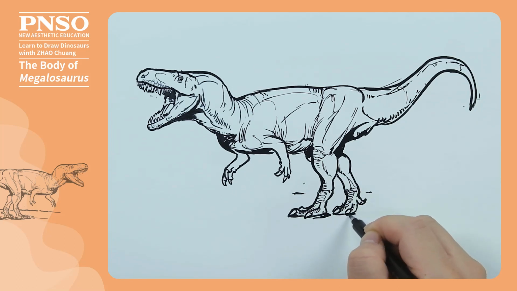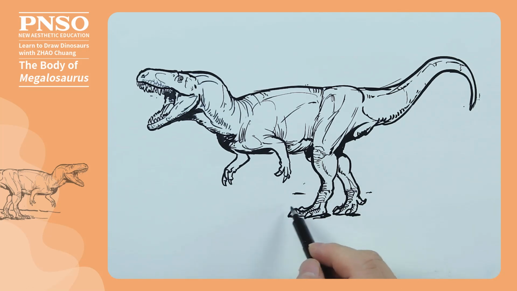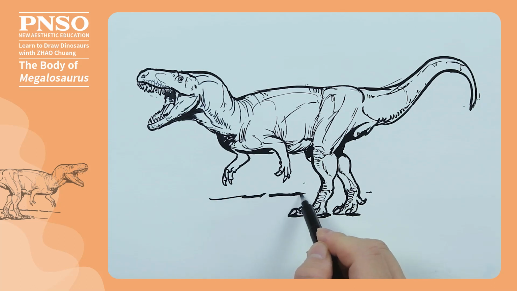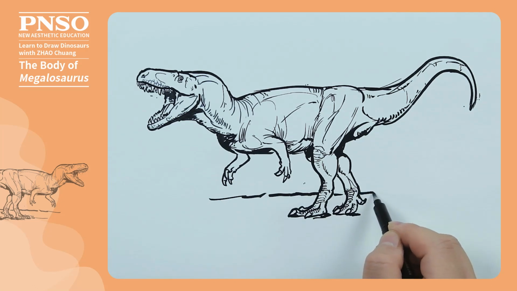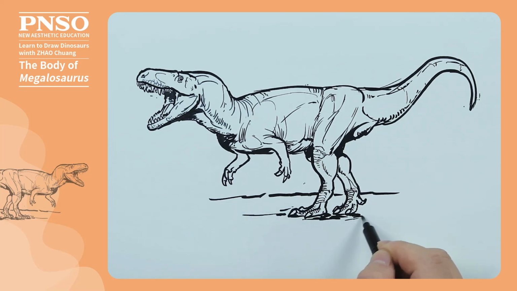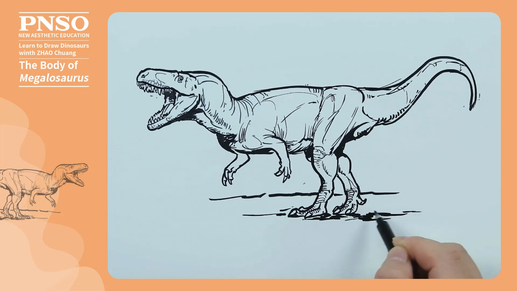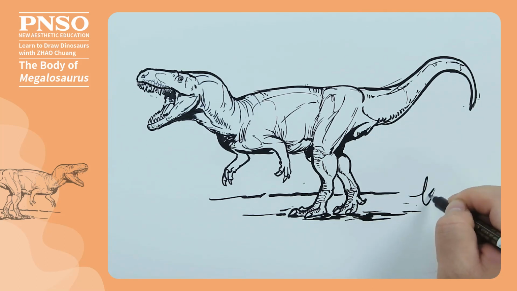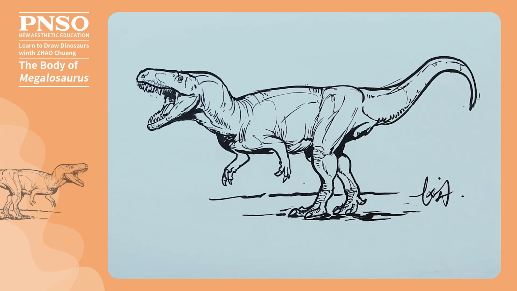Lastly, add shadows under the dinosaur's feet, and complete the distant horizon line. In this way, we've finished drawing the body of Megalosaurus.